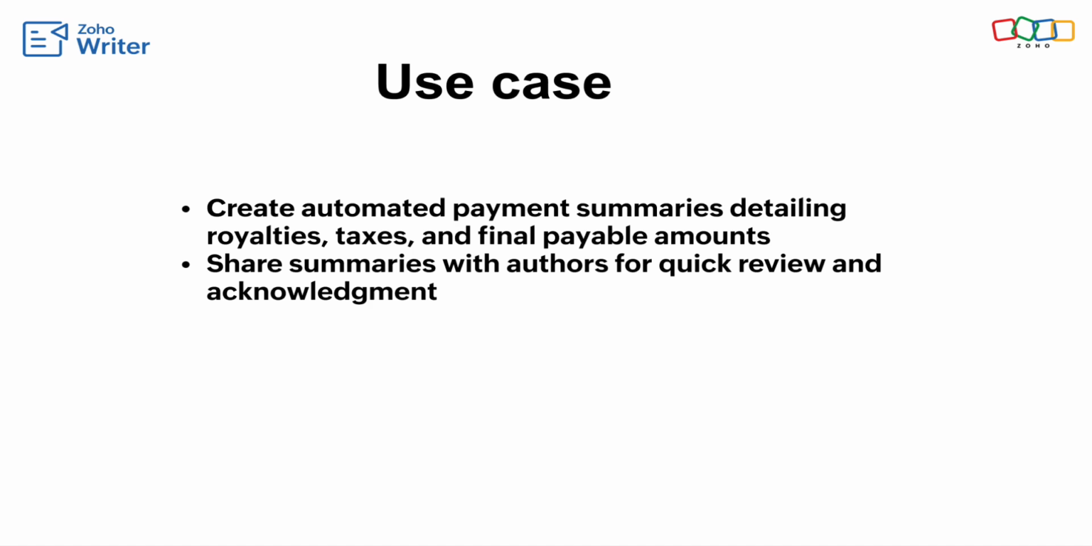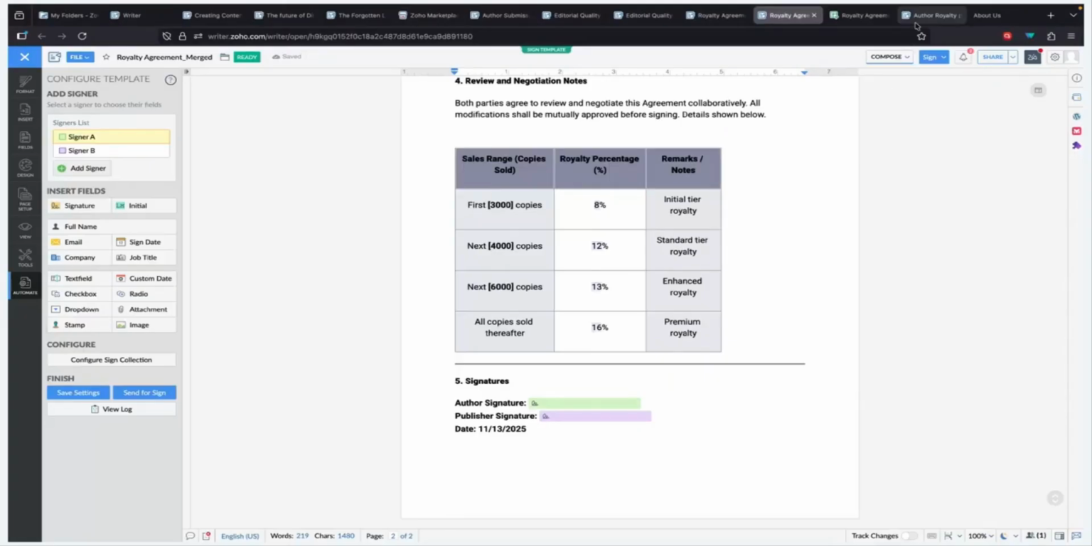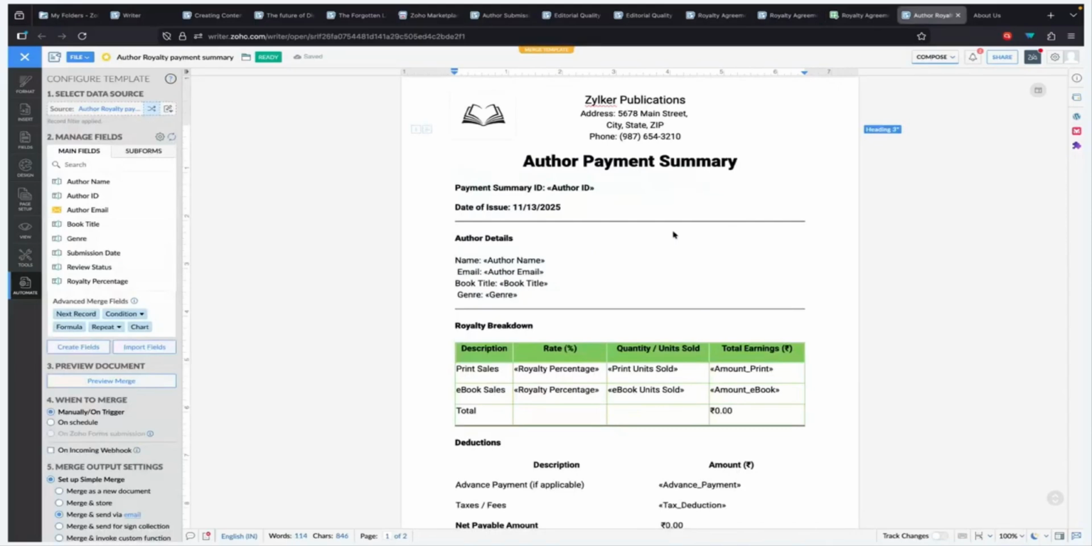Definitely, Vicky. Let me just quickly jump over to the document section. And here I have an author payment summary. As you can see, this is a merged document, and I have connected to the Zoho Sheet that contains all the information after the agreement, so the finalized rate and all the other information once the agreement is signed.